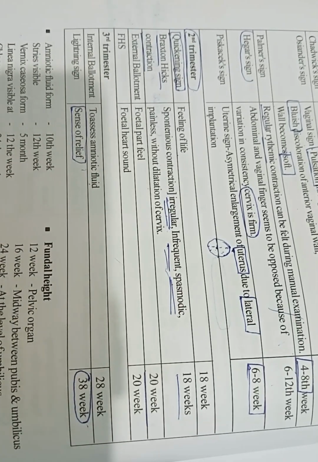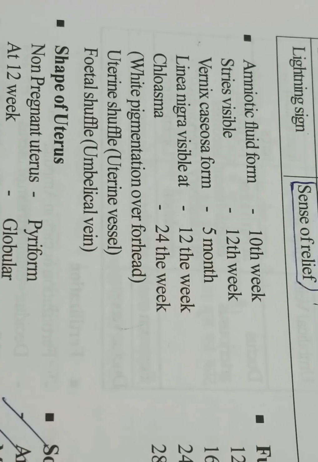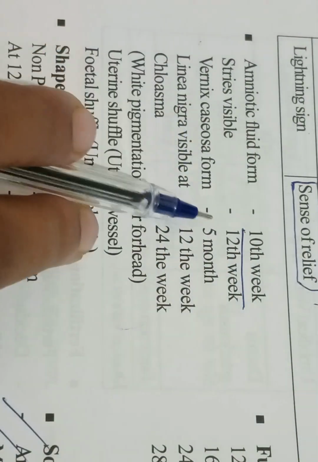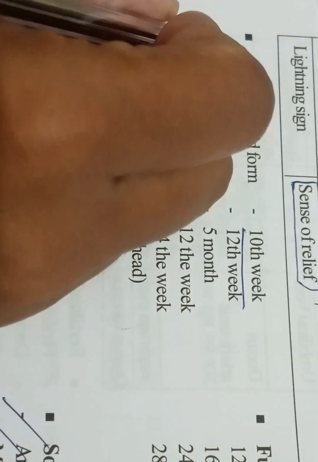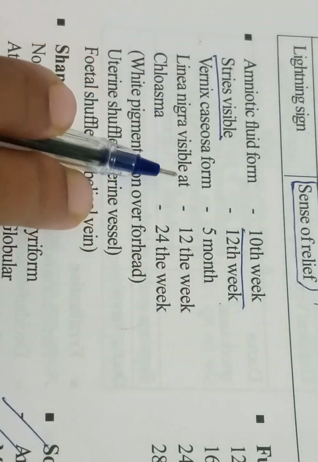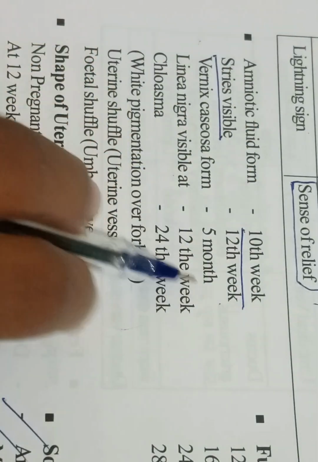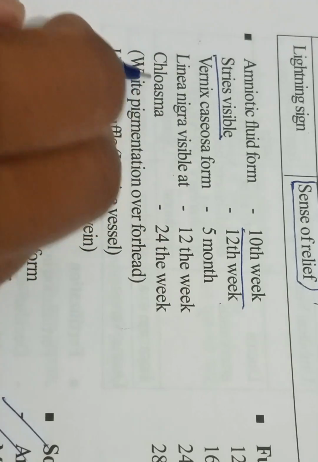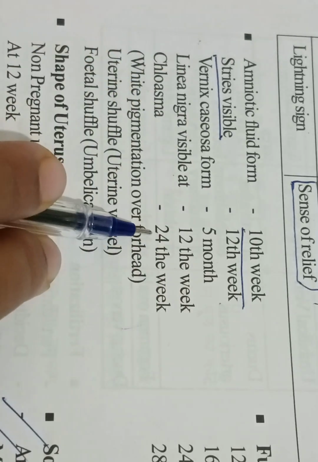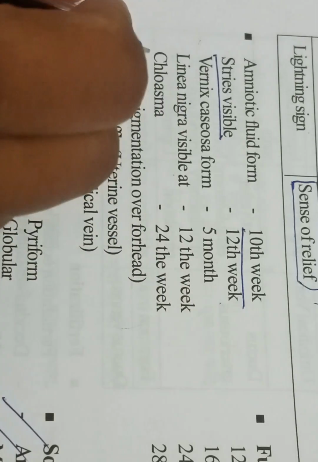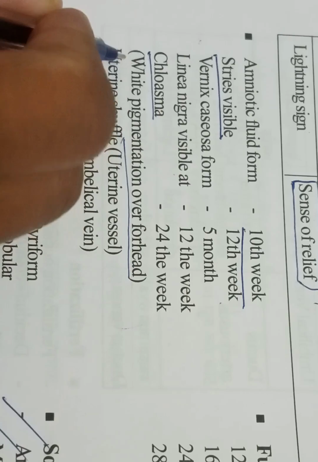Next we see some important points. Amniotic fluid is found in 10th week of pregnancy. Striae visible in 12th week of pregnancy. Vernix caseosa from 5th month. Linea nigra visible at 12th week. Chloasma 24th week. Chloasma is pigmentation over the forehead.